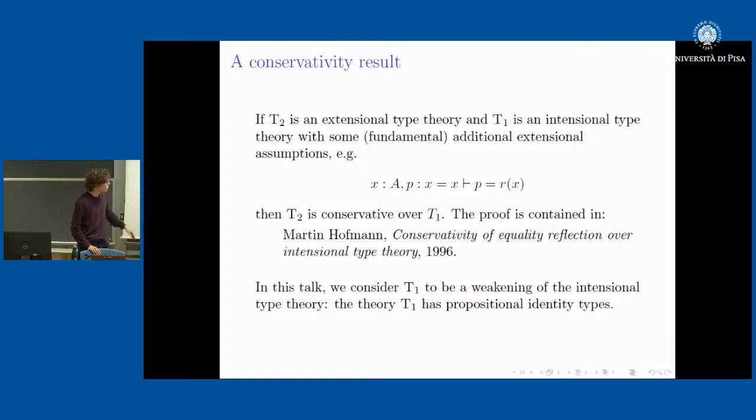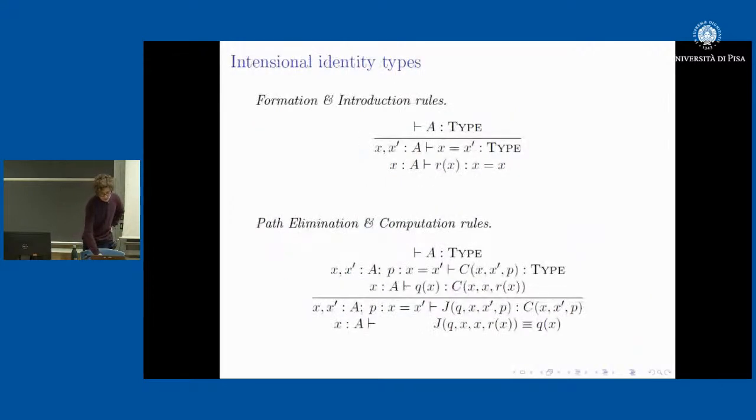In fact, in this talk, we consider T1 to be an even farther weakening of the intensional type theory. Namely, we assume that T1 has propositional ID types, which we will now talk about briefly, without going through the rules. First, the intensional ID types that we all know. These are the ID types of Per Martin-Löf dependent type theory.